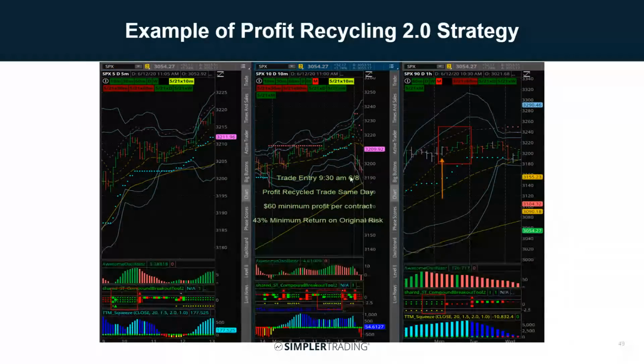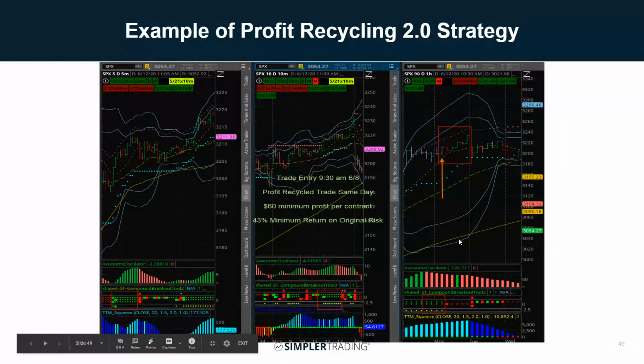Here's SPX. This was a recent trade, right? This was back on the 8th. Took the trade the same day, profit recycled it for a $60 minimum profit per contract and a 43% minimum return on the original risk, all from the signals lining up with each other on the multiple time frames.